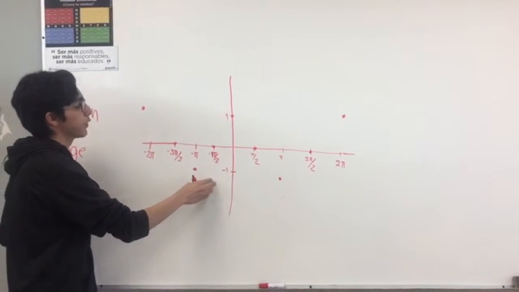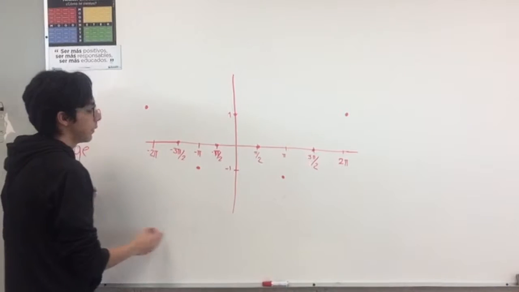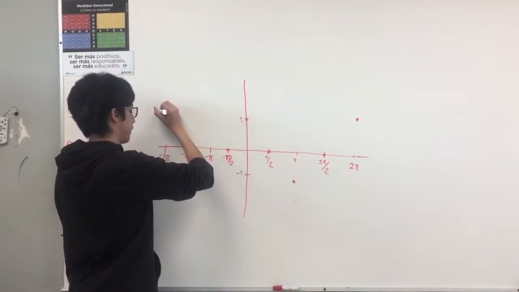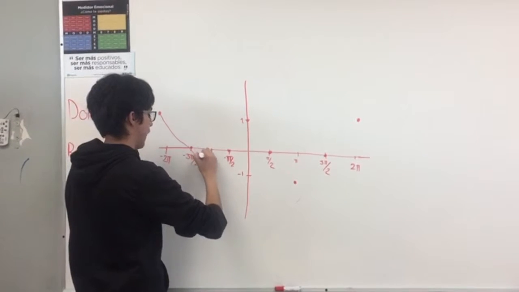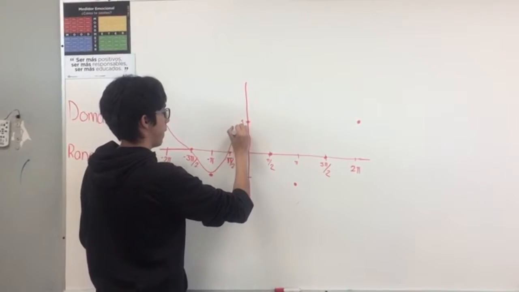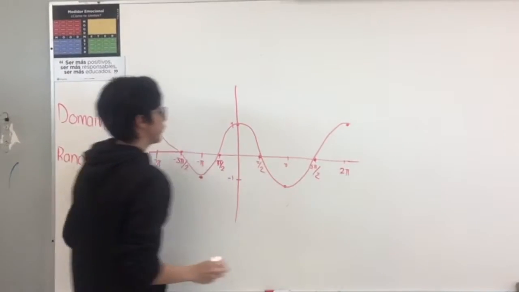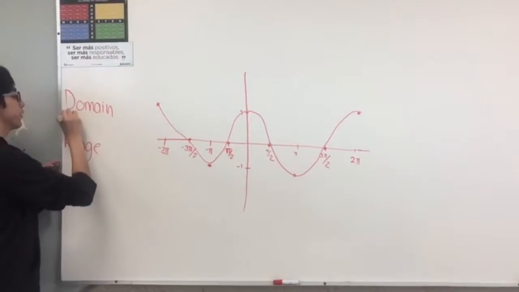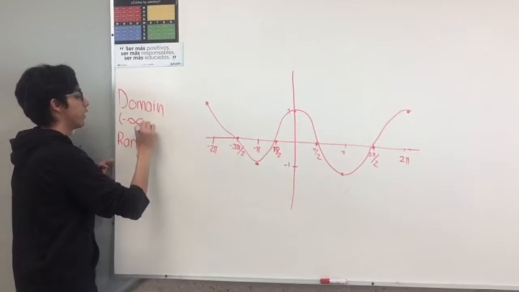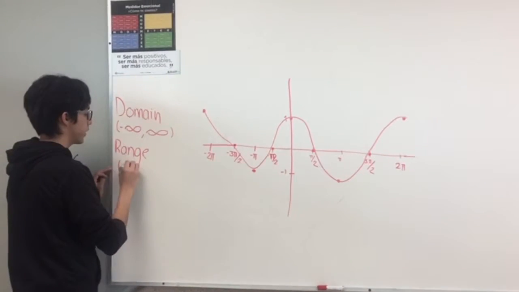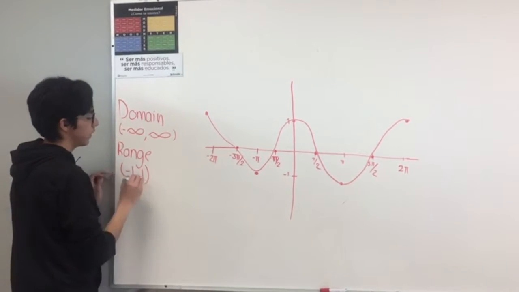The same goes for the minus x values, and the function looks something like this. The domain of the function is from -infinity to infinity, and the range of the function is from -1 to 1.